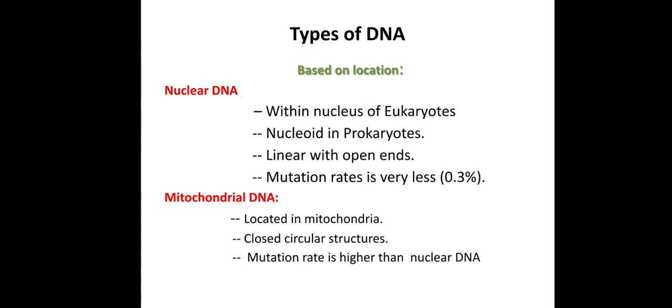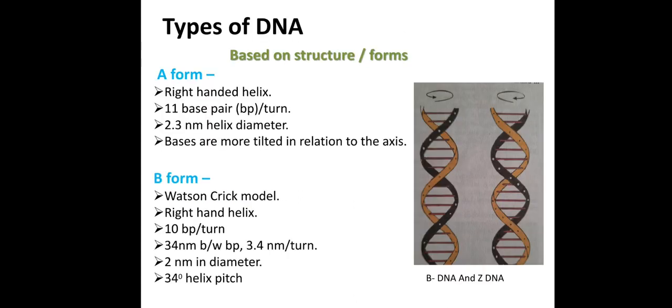Okay, and in these, the mutation rate is much higher compared to the nuclear DNAs. There are other DNAs too, okay, the plasmids and all. So here we are concentrating only on animal DNA. So nuclear DNA and mitochondrial DNA are the two types of DNA that you find in animal cells. This is based on the location of the particular molecule.